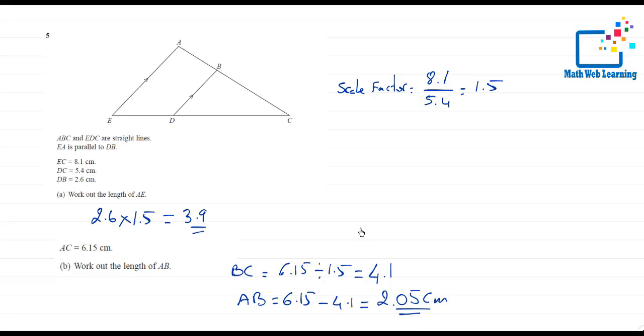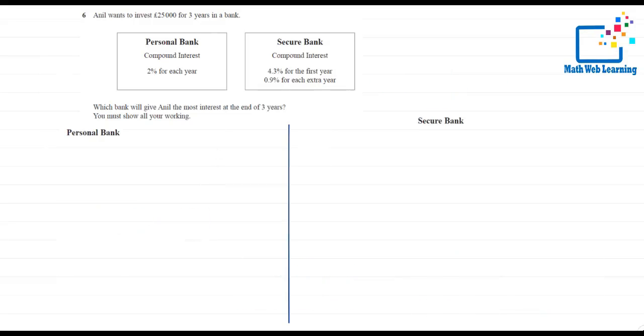All right. Okay, so this is question 5 done. Now next is question 6. All right, guys. Question number 6 is on compound interest. So we are comparing between two banks, the personal bank and the secure bank. Now I would just compare the multipliers, but the amount invested is the same, £25,000. So we're not looking to find how much money he or she will get at the end of the 3-year period. Just trying to find out which one will give you the most interest.